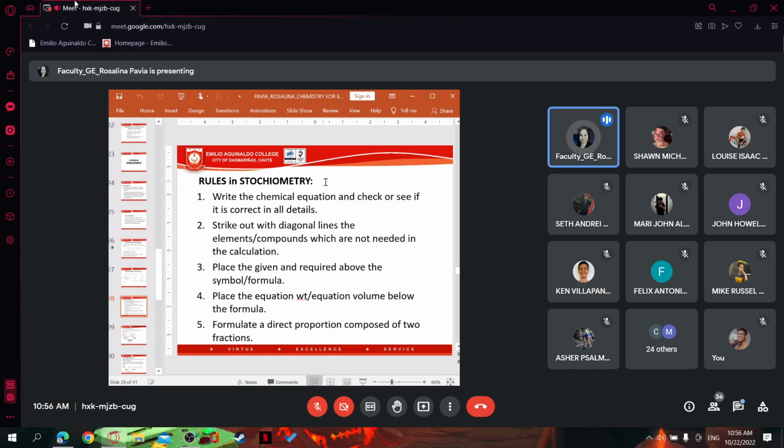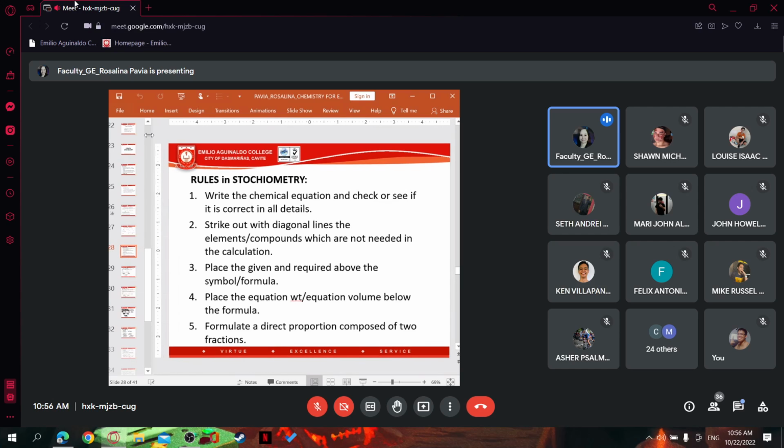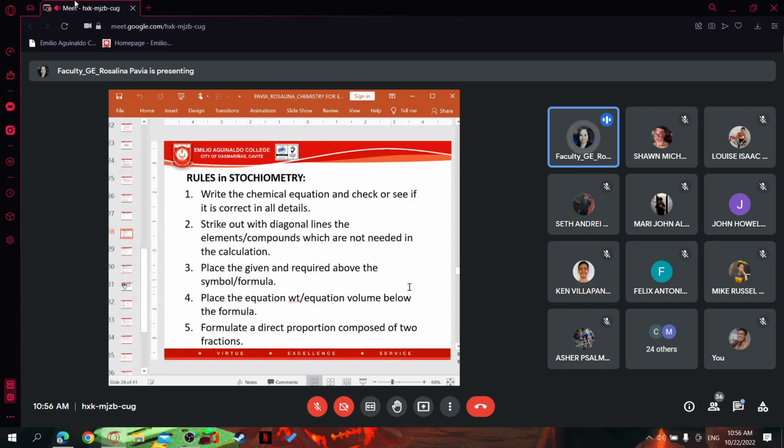So here are the rules in stoichiometry. Write the chemical equation and check or see if it is correct in all details. Strike out with diagonal lines the elements or compounds which are not needed in the calculation. Then place the given and required above the symbol or the formula. Then formulate a direct proportion composed of two fractions.